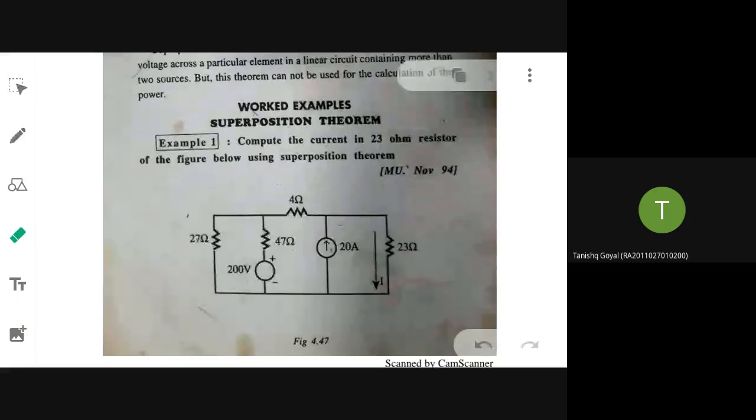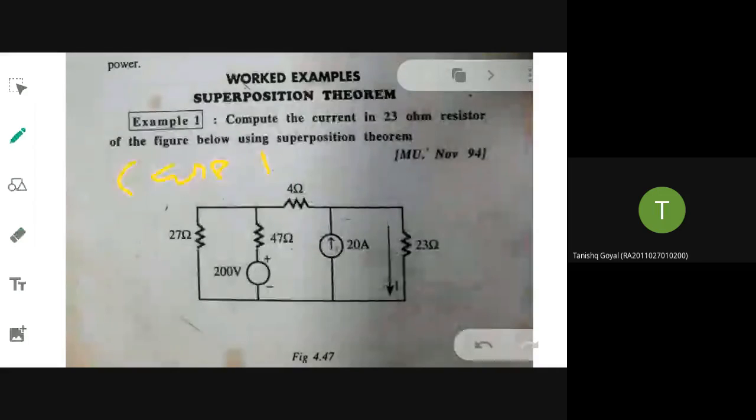Yes, ma'am. Okay, now we will solve this problem again. You have been asked to find the current in the 23 ohm resistor using the superposition theorem, and you know there is a voltage source and a current source there. So in case number 1, I am considering only the voltage source. So what is the other source that I have to neglect? Current source.